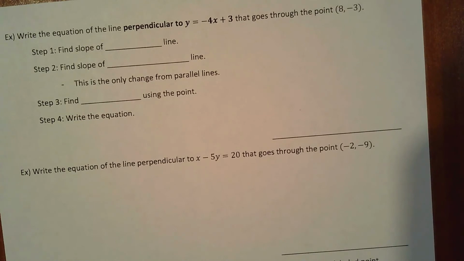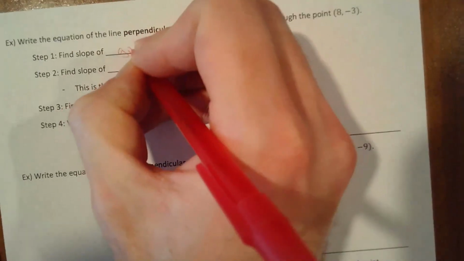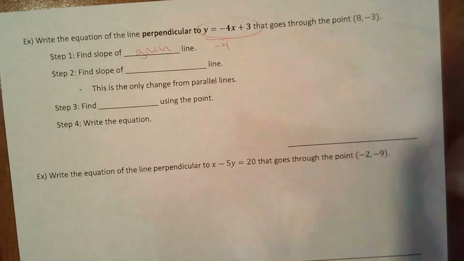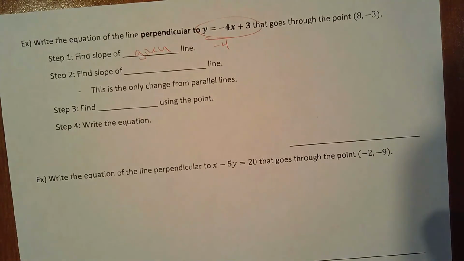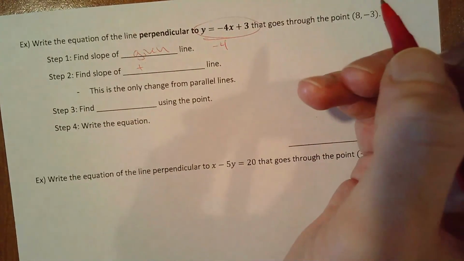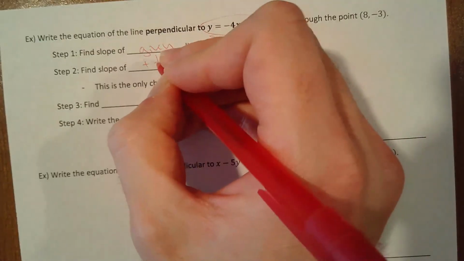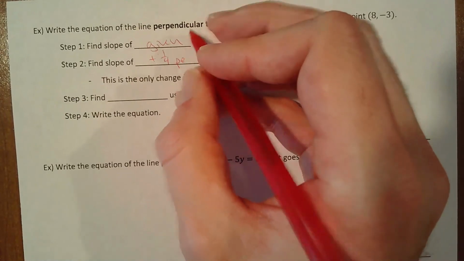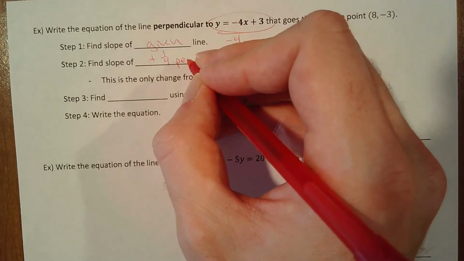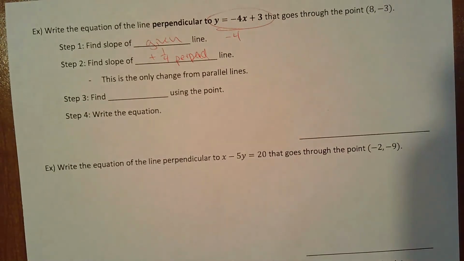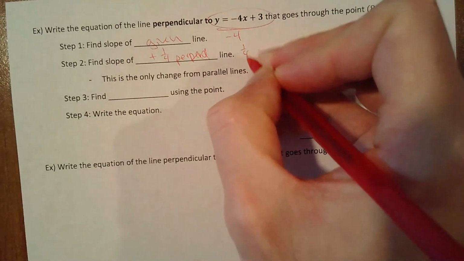Write the equation of the line perpendicular to this. First off, find the slope of the given line. Here's the given line. The given line has a slope of negative 4. So what's the slope of my line? Opposite, positive. Reciprocal, 1/4. Actually, I'm sorry, perpendicular. I got ahead of myself here. So find the perpendicular, which is 1/4. I should write positive 1/4 over here.